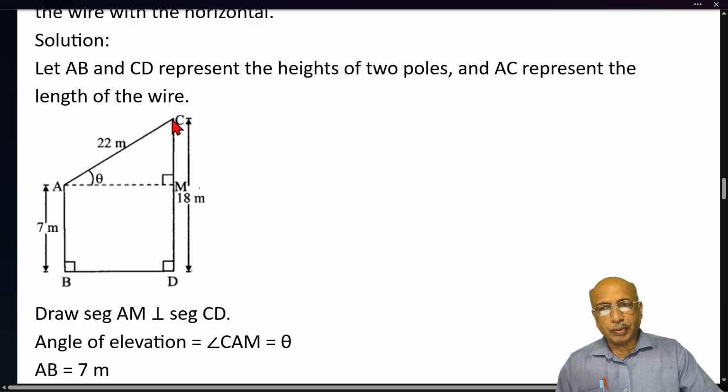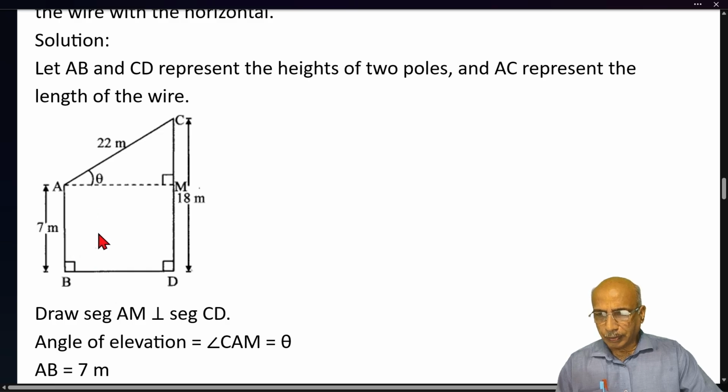The length of the wire is given as 22 meter. Angle theta is given; we'll find it out. Now here also, draw segment AM perpendicular to CD. So AM will be drawn perpendicular here. So ABDM again will be a rectangle, as we came across by the above method. Therefore, opposite sides will be congruent.